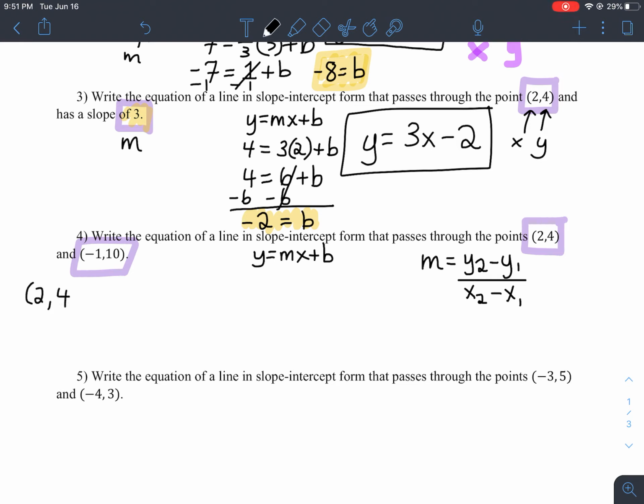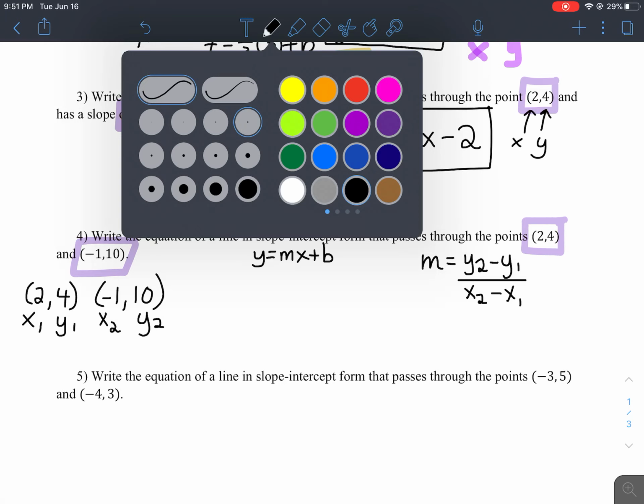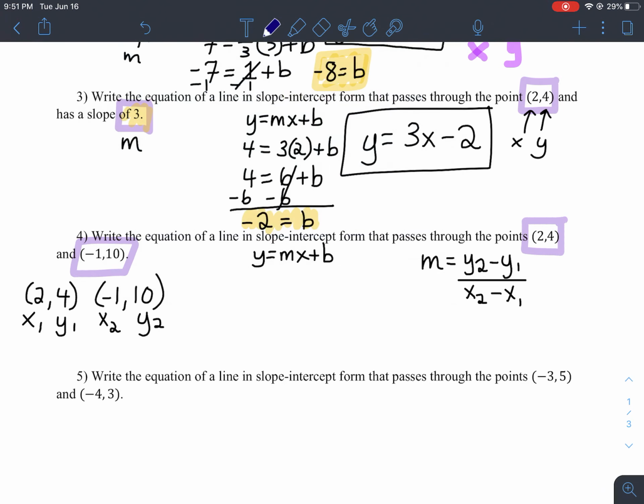So if we have our 2 points here, we have 2, 4, and negative 1, 10. I'm going to call this one x1, y1. That's our first xy. Our second xy, we're going to call x2, y2. And that just helps us to know where it goes in the slope formula. So now I'm going to do y2, which is 10, minus y1, which is 4, over x2, which is negative 1, minus x1, which is 2.